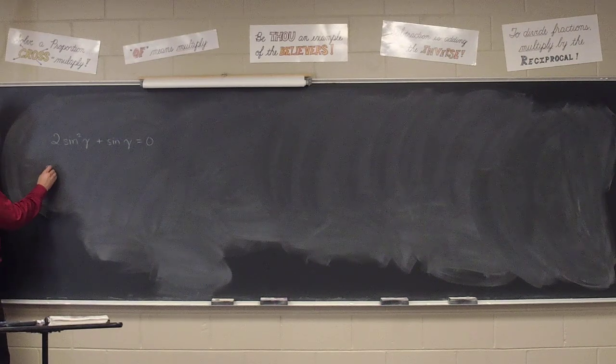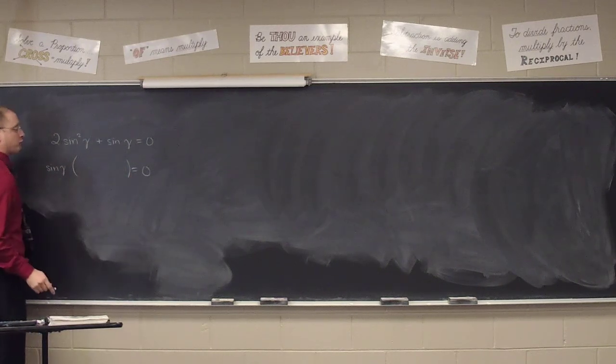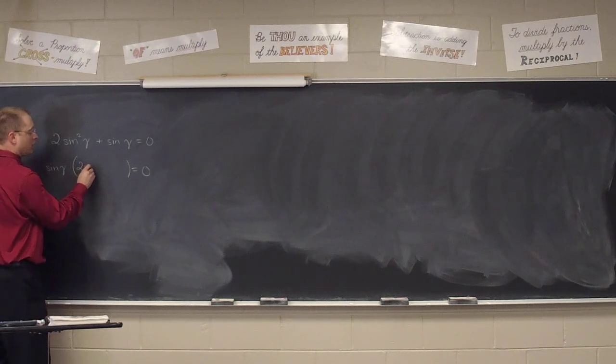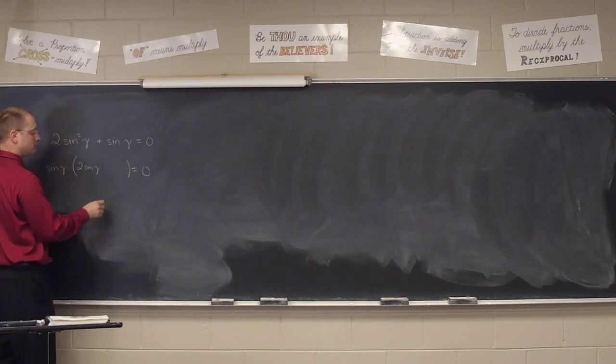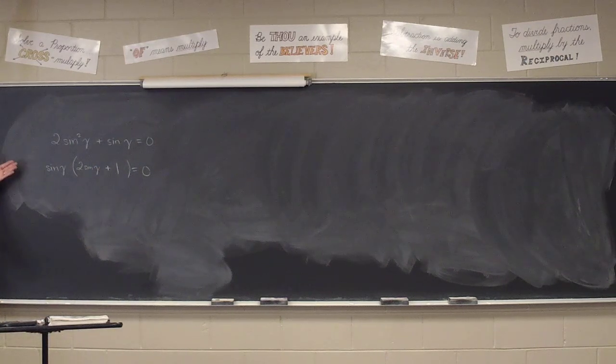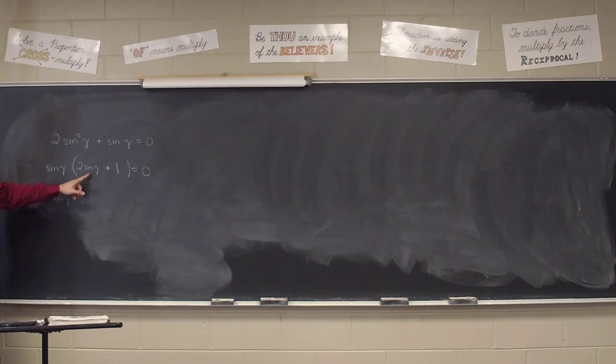Pull out a sine. Again, don't divide it by sine, but factor out the sine. What am I left with in parentheses now, Jamie? 2 sine gamma. Yeah. And plus 1. And then we need to set both of these factors equal to 0. Well, when I set the sine of gamma equal to 0, I get the sine of gamma equals 0, right? That's not too hard. Here, though, when I set it equal to 0, I'm going to have to do 2 things to get that sine by itself.